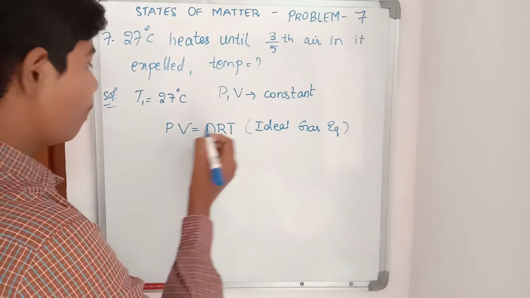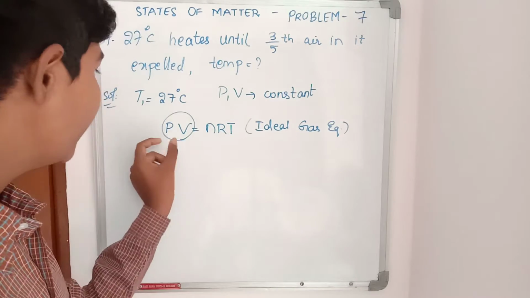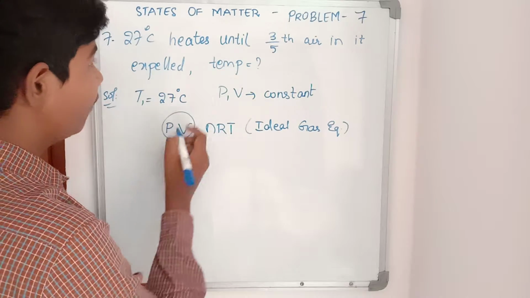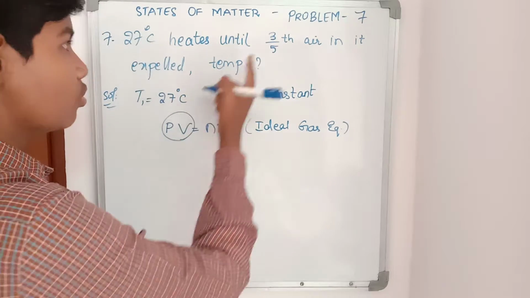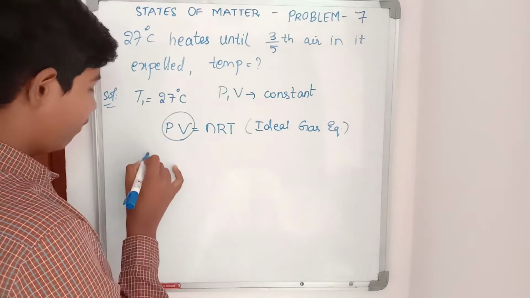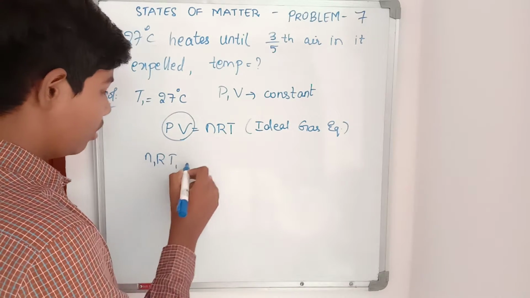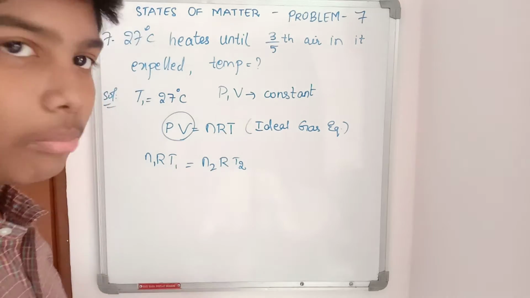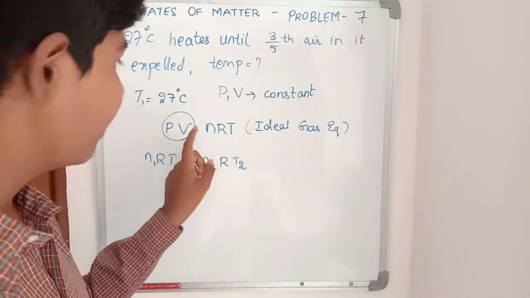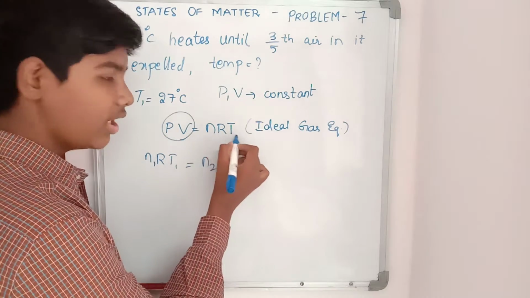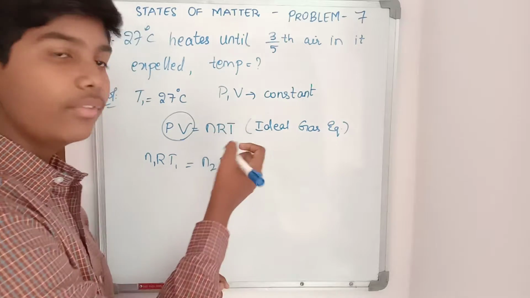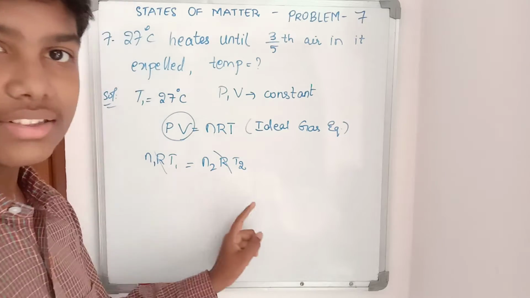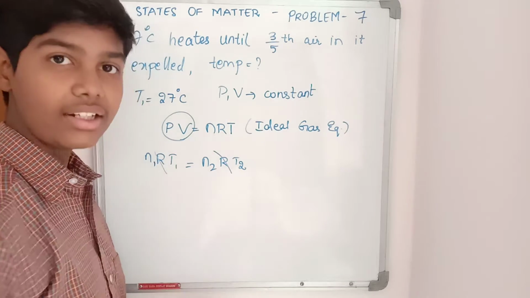In the ideal gas equation, when PV is constant, we have a formula for two cases, since we are finding two temperatures. So n1 R T1 is equal to n2 R T2. This is the formula when the pressure and volume are constant. R and R get cancelled.